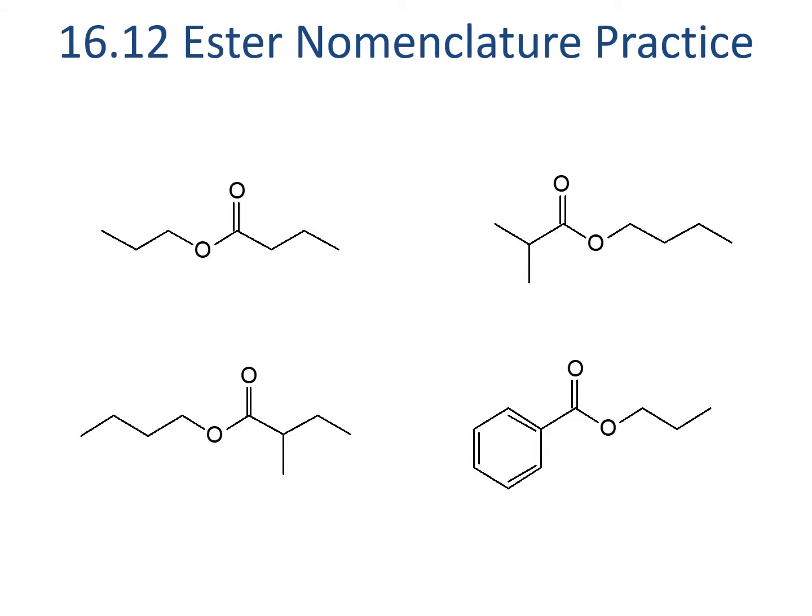The first step in naming these molecules is to decide which side is the carboxylate. It's always the side with the double bond to an oxygen. For the molecule in the top left, the carbonyl is on the right side, so that's the main chain. It's 4 carbons making the main chain butanoate. Again, that's the part on the right. The 3 carbons on the other side are listed as a side chain, propyl, making the entire molecule propyl butanoate.